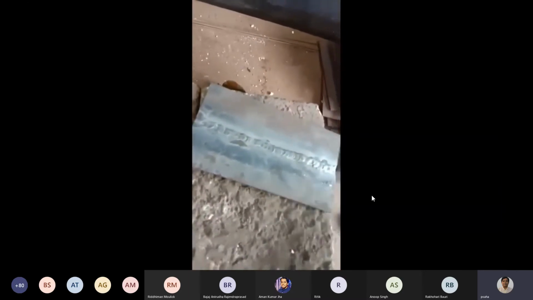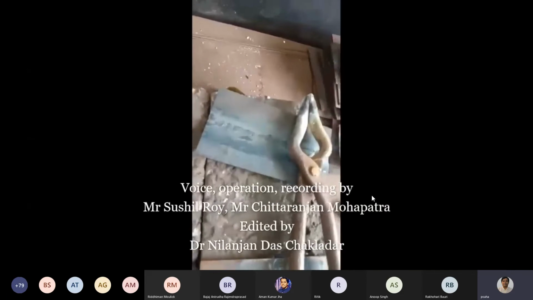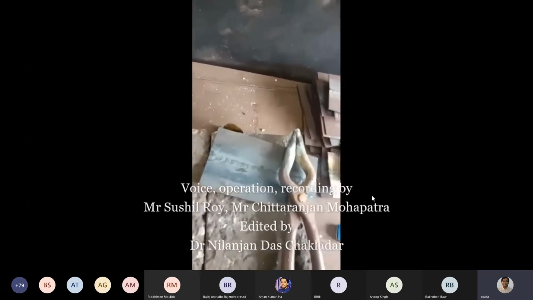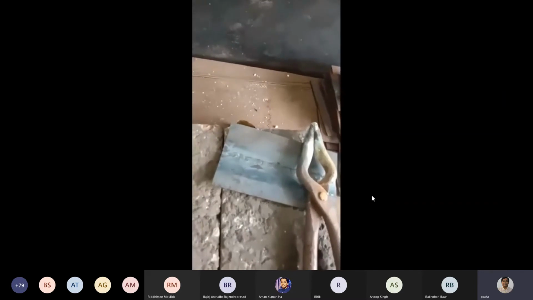And this is the bar joint, and this is homogeneous type, and here we have used electrode, filler rod.